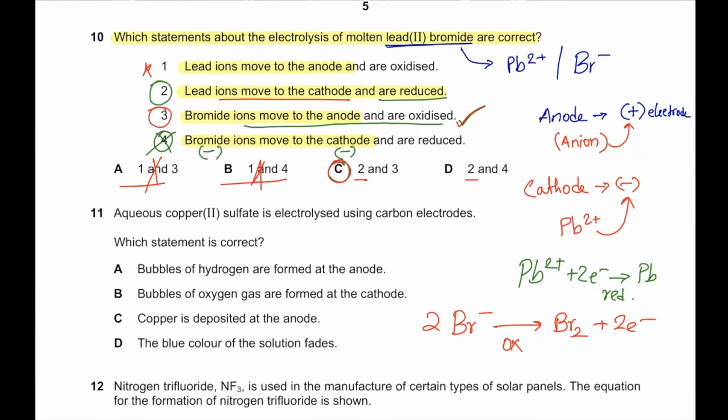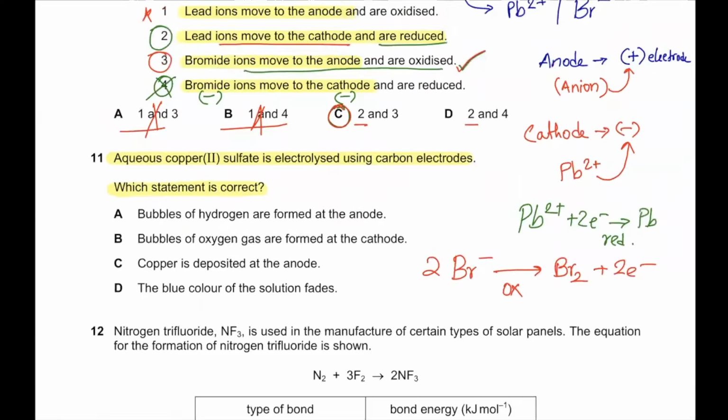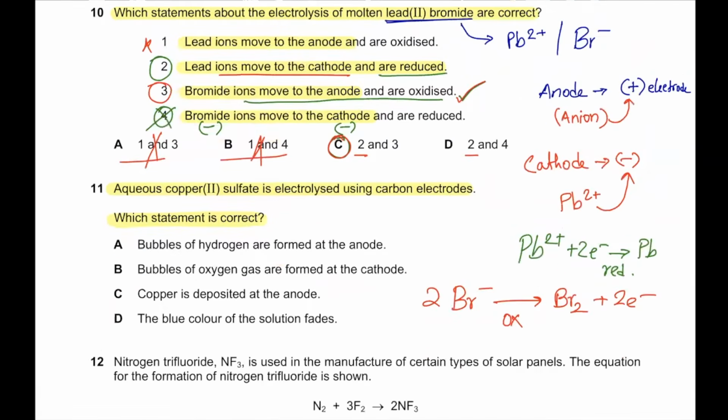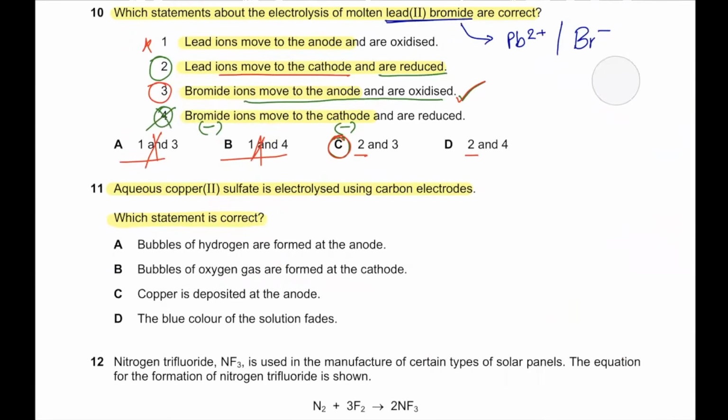Question number 11. Guys, moving on. Aqueous copper sulfate is electrolyzed using carbon electrodes. Which statement is correct? All right, guys. Now, obviously, for this particular calculation, I will require some space. I will erase all of these, guys. You can just pause the video from the previous part and solve it from there. I need the space to show you the working.